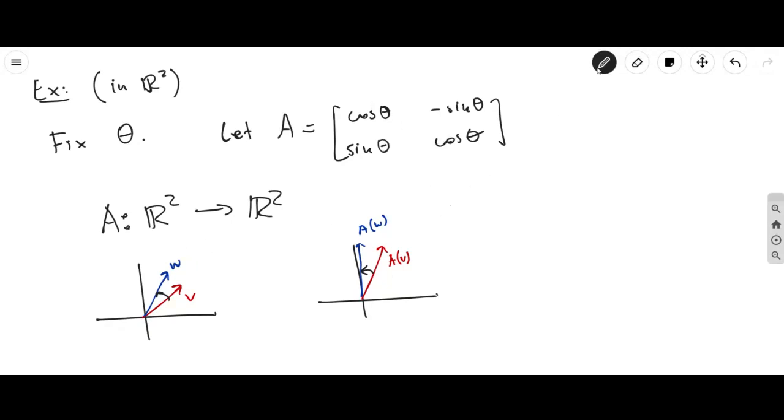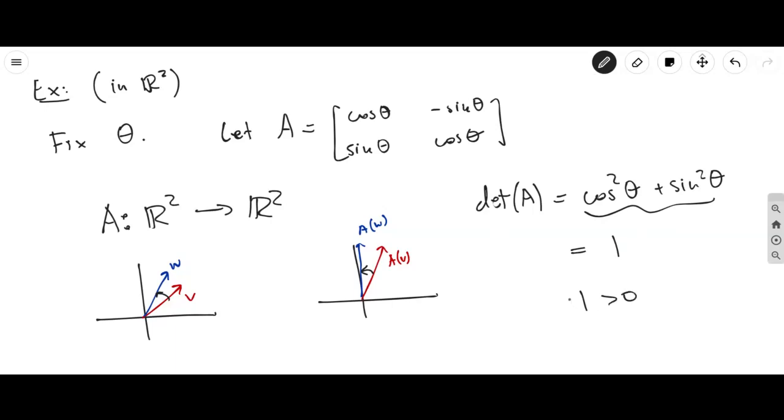And if you look at the determinant of this rotation matrix, you get cosine squared theta minus minus, so plus sine squared theta. And look at that, the only trigonometric identity we remember at this point, but we do know it is equal to 1. And 1 is bigger than 0, okay? So that means this is orientation preserving.